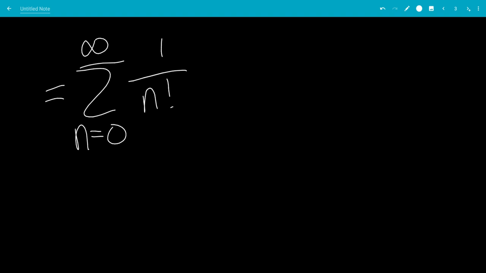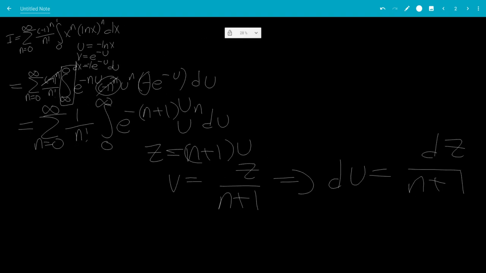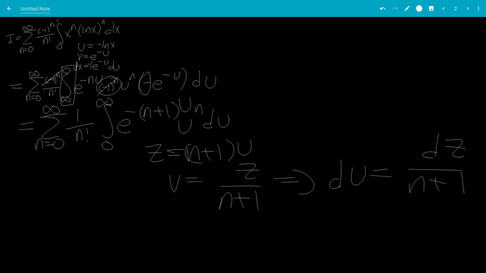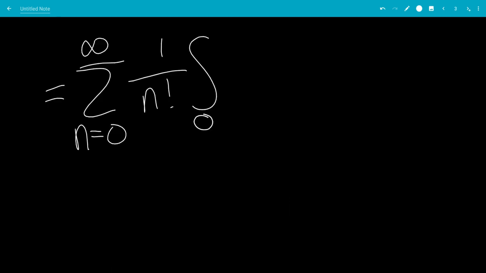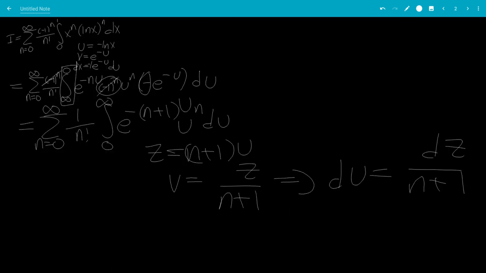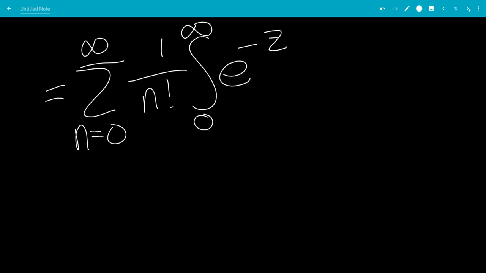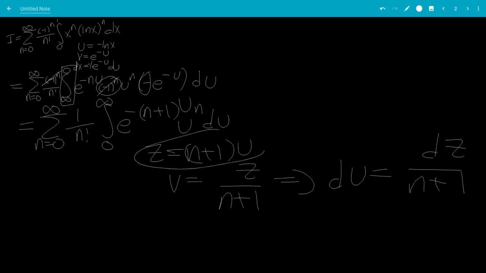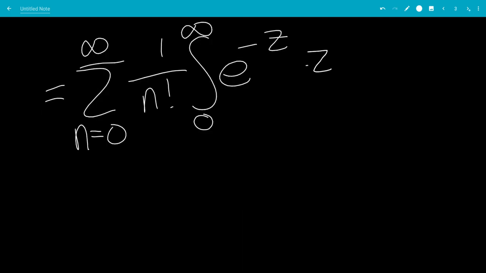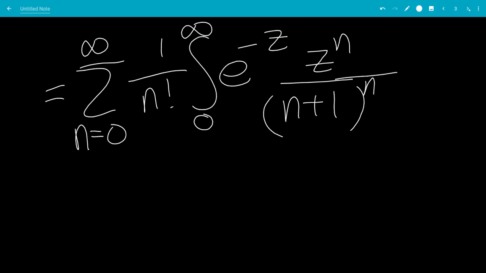So let's substitute that. So this will be the sum from n goes from 0 to infinity, 1 over n factorial integral. So in this case, when u is 0, n is positive or 0, so z will be 0. And then infinity will be the same thing. So we'll have e to the minus z, right? n plus 1 times u is z. And then u is z over n plus 1, but we're raising it to the n. So this will be z to the n over n plus 1 to the n.